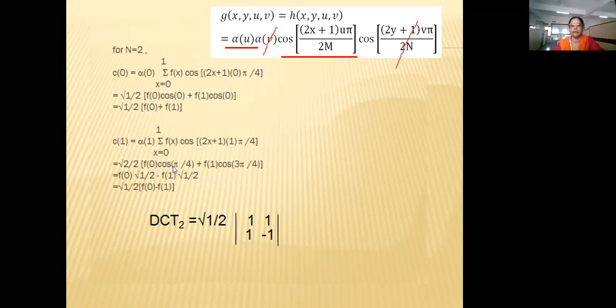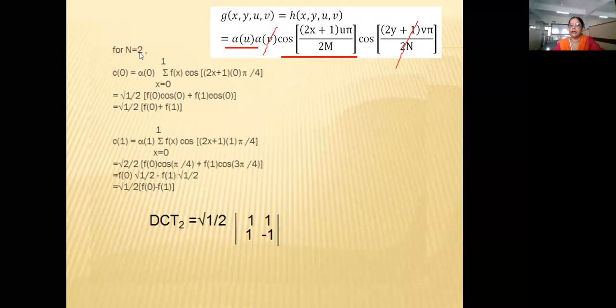Now what is the value of cos pi by 4? Cos pi by 4 is root 1 by 2. So here we get square root 1 by 2 into f0. And what is the value of cos 3 pi by 4? It is minus root 1 by 2. So we get here minus root 1 by 2 into f1. So here the scaling factor for f0 is root 1 by 2, and that for f1 is minus root 1 by 2. Okay. So here we effectively have four coefficients.